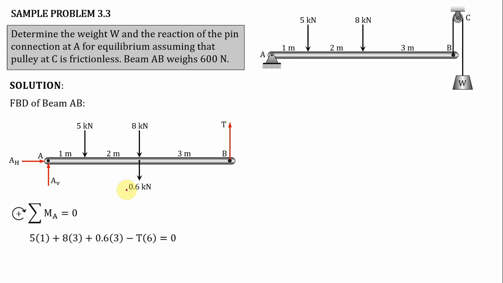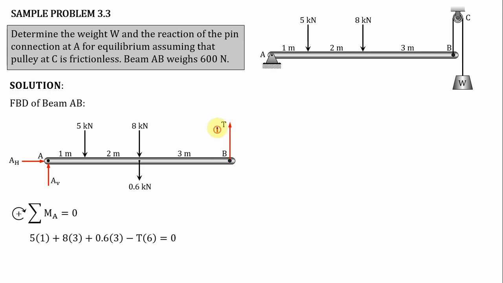And ito pa yun, 0.6 kilonewton. It can create a clockwise moment. Ang clockwise moment is positive, and that's why, class, positive yan. Plus positive 0.6 times moment arm. Ito yung moment arm natin. So 1 plus 2, that is 3. So 0.6 kilonewton times 3 meter.